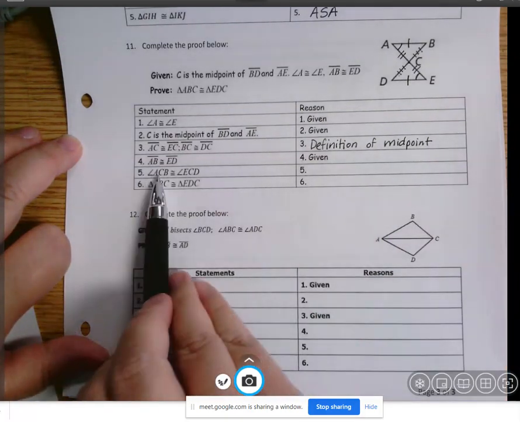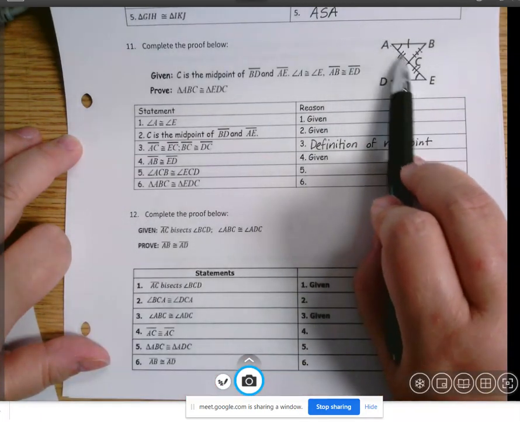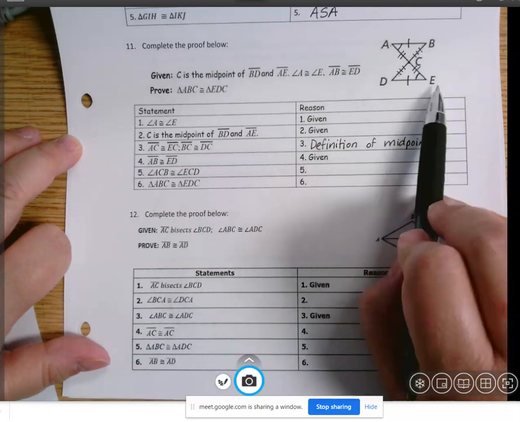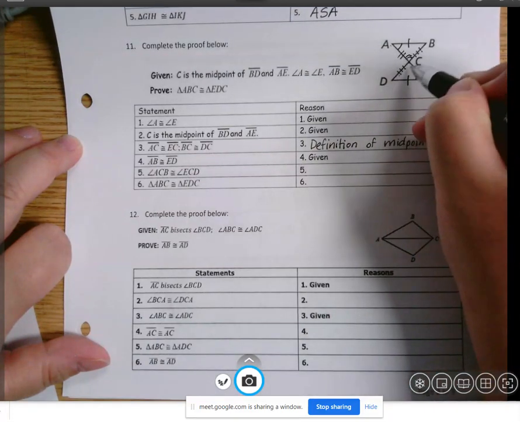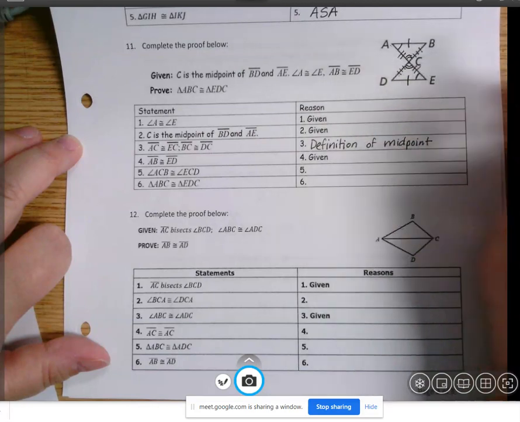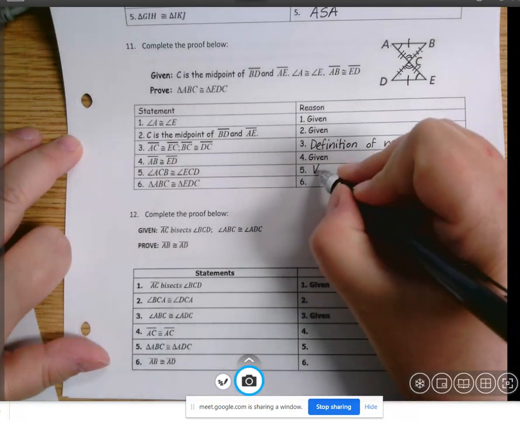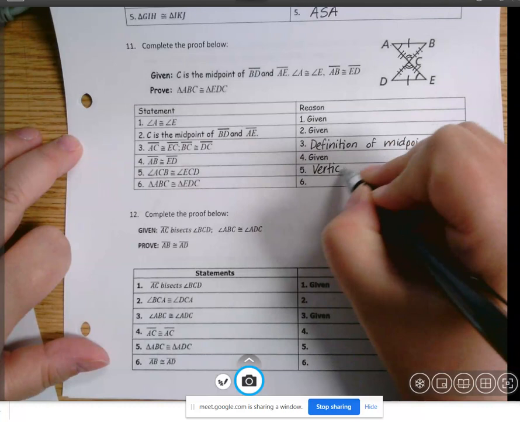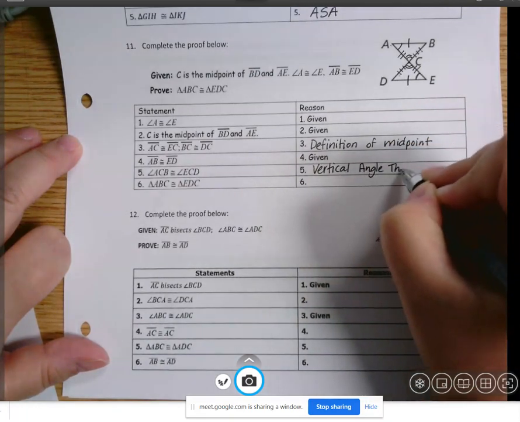Next, we have angle ACB is congruent to angle ECD. ACB, ECD. Those are the vertical angles. And this is one of those cases where we have so much marked that it's really getting cluttered. Okay, so here's the deal on this one. Those are vertical angles. I got to fill that in. Vertical angle theorem. We have so much marked that it could be lots of things.